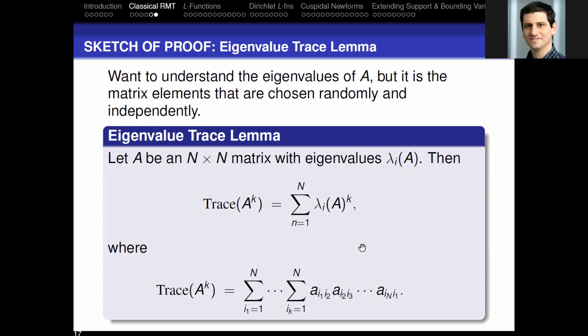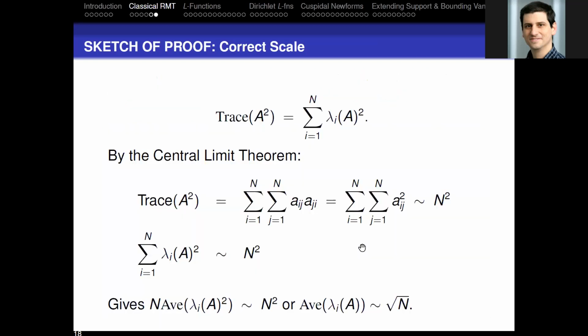If you go to the next slide. This is the last thing I want to say about random matrix theory: figuring out what is the correct scale. If you look at the trace of A squared, it's the sum of the eigenvalues squared. So by the central limit theorem, the trace of A squared is the sum of a_ij a_ji. Each one of these has mean 0, variance 1, so each is roughly of size 1. We have n squared of them. That gives you an n squared.